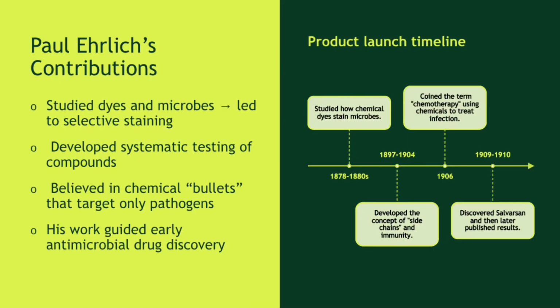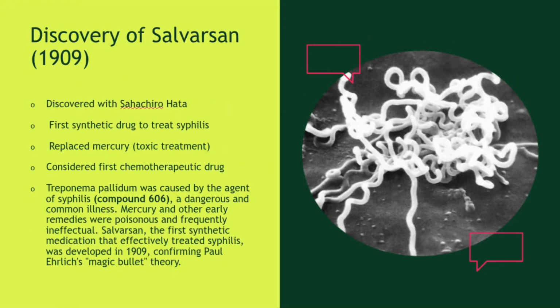So, Paul Ehrlich's contributions. Paul Ehrlich's work combined chemistry with the new understanding of microbes. He initially studied dyes that would selectively stain microbes, which led him to develop the principle of selective toxicity. His core belief was in chemical bullets that could target only pathogens. This vision established the first systematic method for testing thousands of compounds, a framework that guided all early antimicrobial drug discovery.